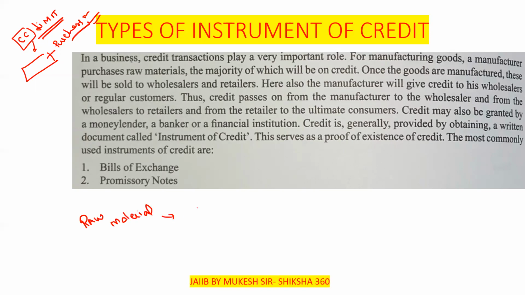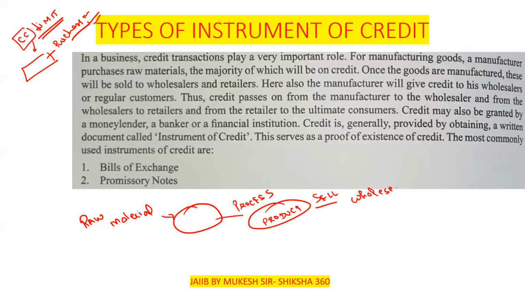Further it comes into the factory or manufacturer, they process it, it becomes a product, and they sell it to the wholesaler, then the retailer, who purchase on credit and sell. Okay. So that is purchase on credit.